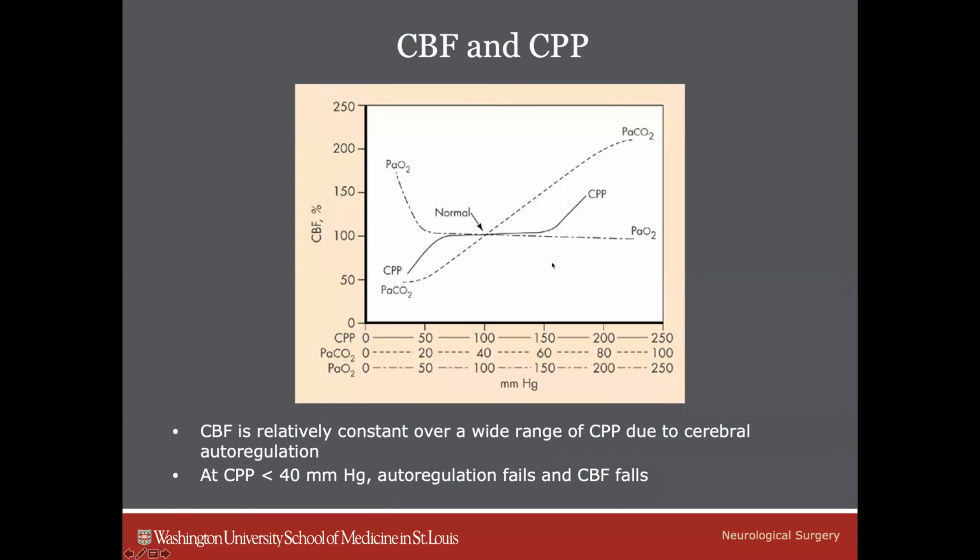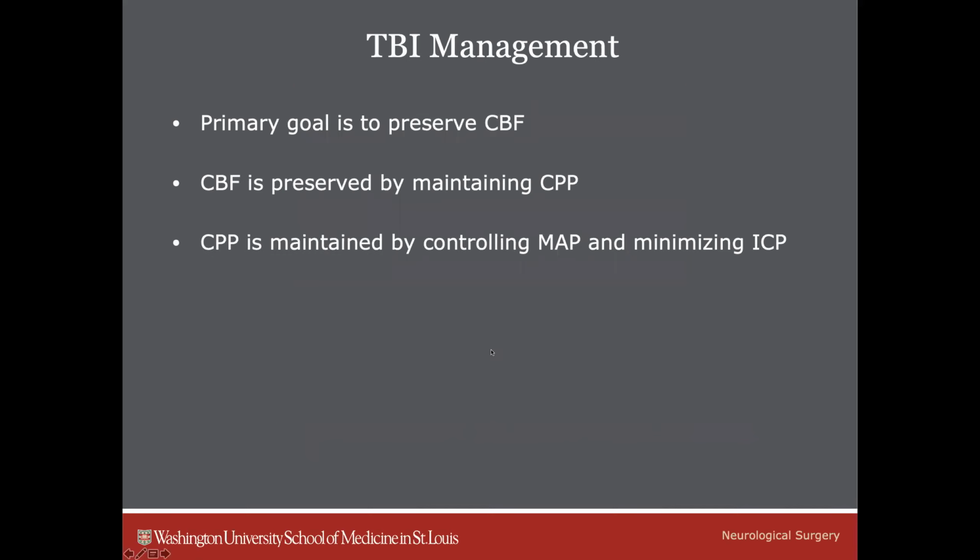So again, this comes back to the concept that you want to maintain CBF in patients with TBI. That's why autoregulation and CPP is important here. Just to summarize, your primary goal is to preserve cerebral blood flow. That's done by maintaining CPP, and you can maintain CPP by controlling your MAPs and by minimizing ICP. These are interventions that we can perform at the bedside.